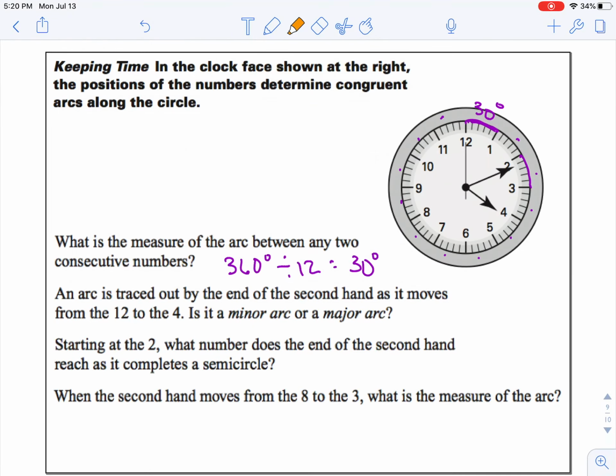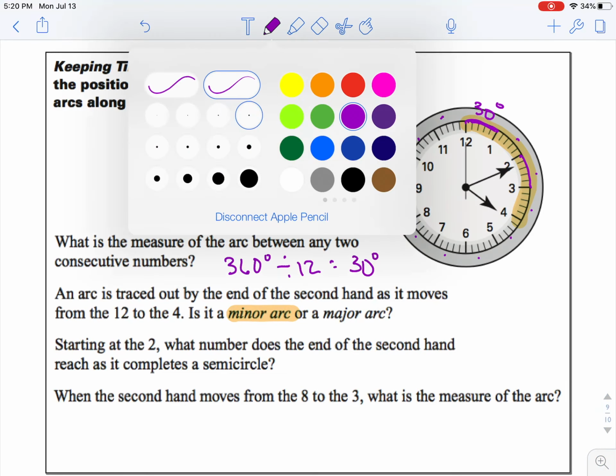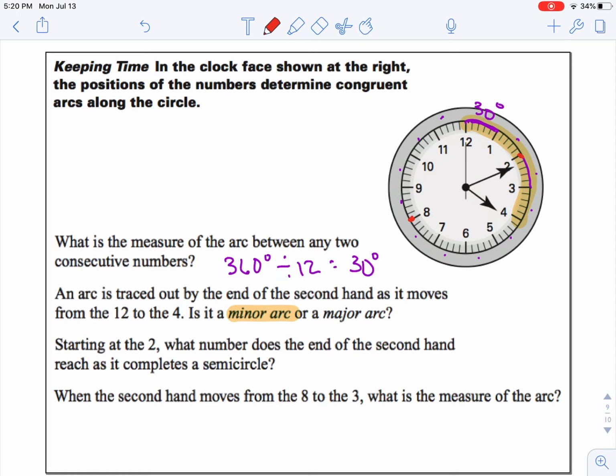So an arc is traced out by the end of the second hand as it moves from 12 to 4. So if this arc moves from 12 over to 4, is that a major arc or a minor arc? Well, it's a minor arc because it's less than 180 degrees. So what about starting at the 2? What number does the end of the second hand reach as it completes a semicircle? So if we start at the 2, and we're going to complete a semicircle, it would be going through 6 arcs, and that would end at 8.